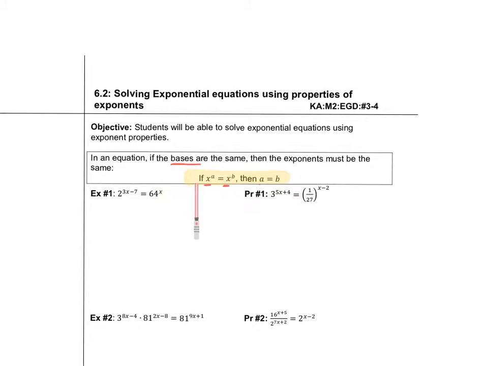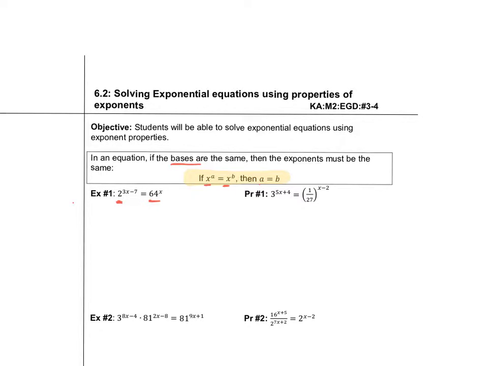When the bases are the same, then the exponents must be the same. So if x to the a equals x to the b, then a equals b. The whole goal is to get these bases to look the same. Whenever we see an equation, like in example 1 or problem 1, we're trying to get these bases to be the same. For example, in example 1, we want both these bases to look like a 2. As a little hint, you always want to go for the things that you can't reduce anymore, so 2, 3, 5, 7s, your prime numbers.